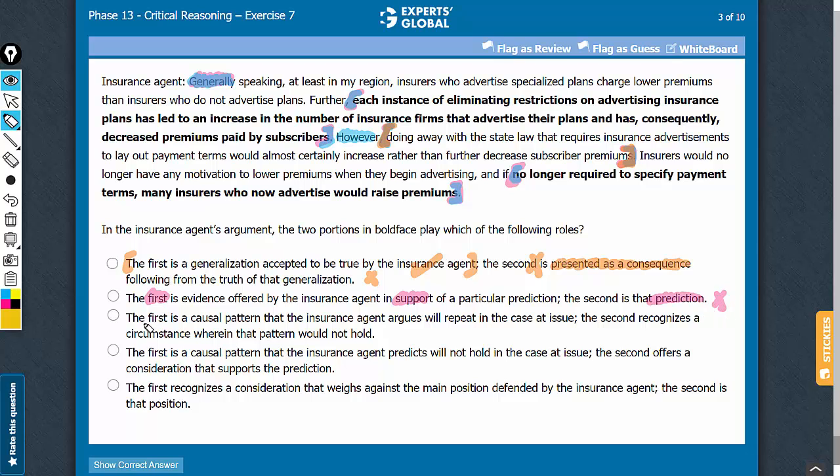Look at answer choice C now. The first is a causal pattern, yes, that the insurance agent argues will repeat, no. According to the agent, the conclusion is that what generally happens is not likely to repeat in the case in hand, and therefore this part is not correct. Yes, the second part is correct. The second recognizes a circumstance wherein the pattern would not hold.